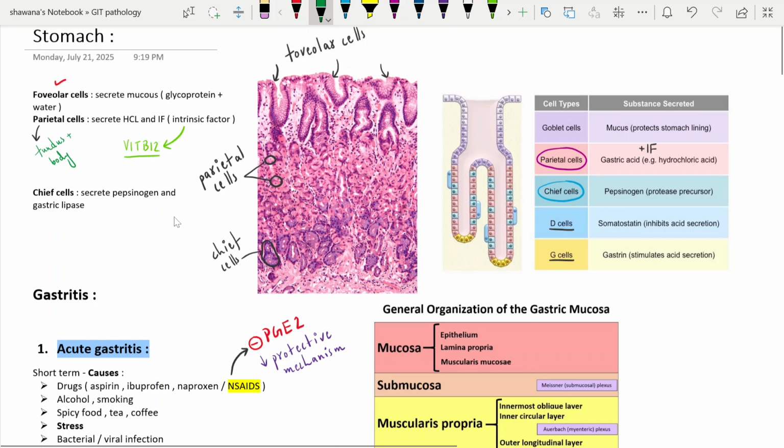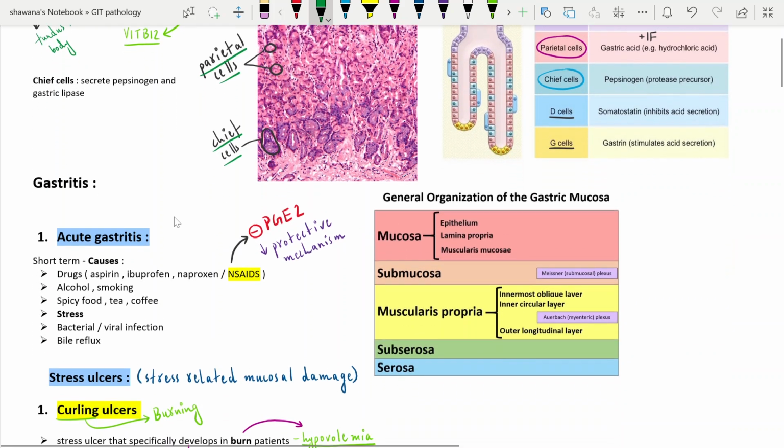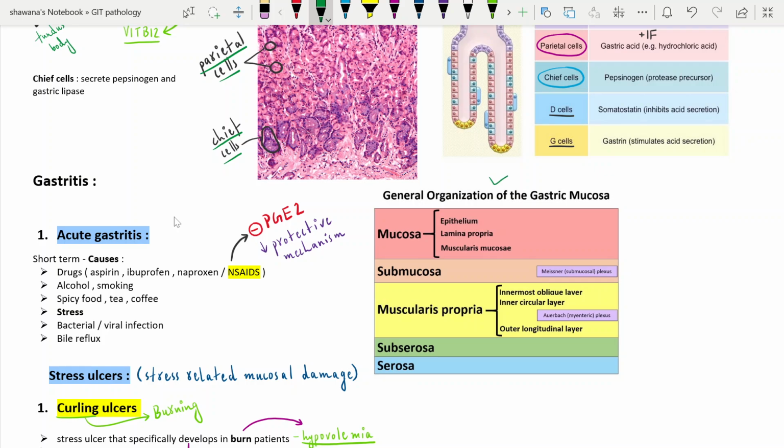For example, the foveolar cells or the mucus cells are present in the epithelium, okay, and below the epithelium we can see the parietal cells that secrete gastric acid, and in the purple color we can see the chief cells in this diagram. Chief cells secrete pepsinogen and the gastric lipase. Parietal cells are more towards the pinkish color, and the more empty cells, they secrete mucus, so they are empty. The general organization of the gastric mucosa and overall our gastric system and the GIT is very important.